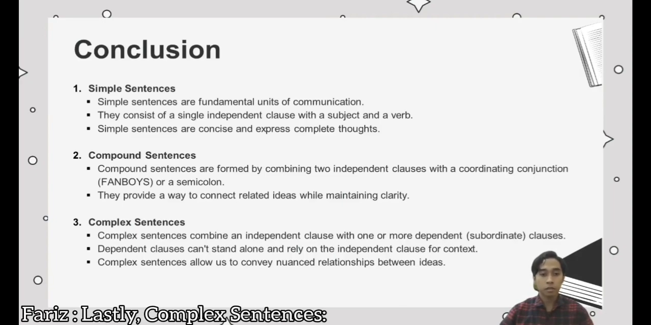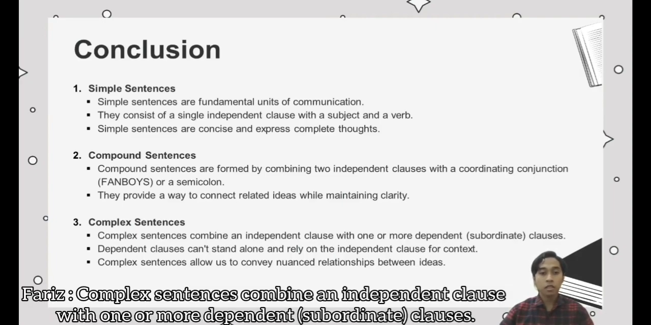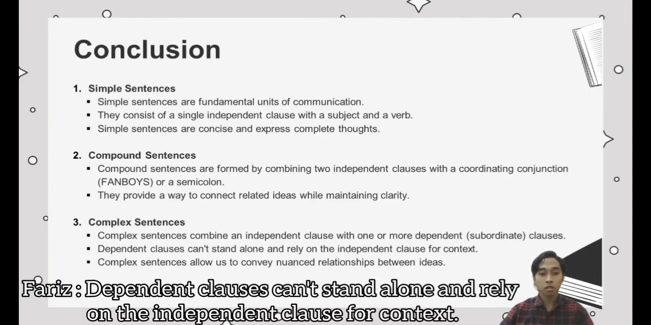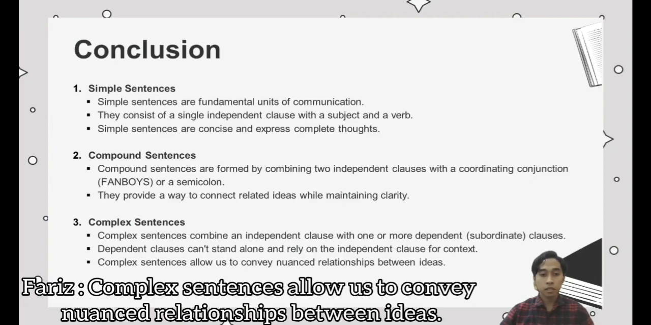Lastly, complex sentences. Complex sentences combine an independent clause with one or more dependent subordinate clauses. Dependent clauses cannot stand alone and rely on the independent clause for context. Complex sentences allow us to convey nuanced relationships between ideas.